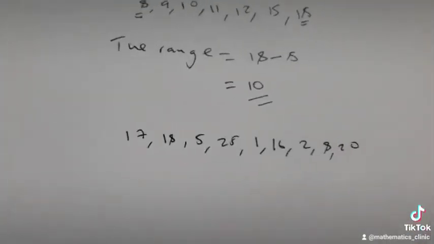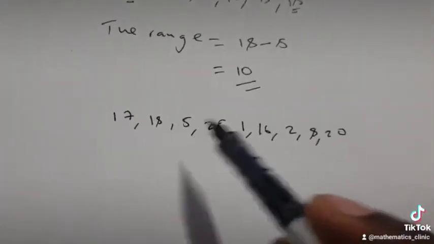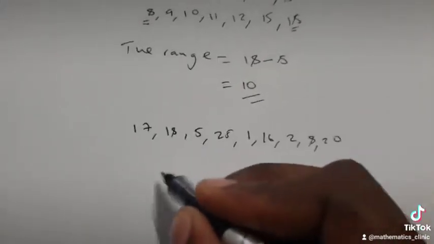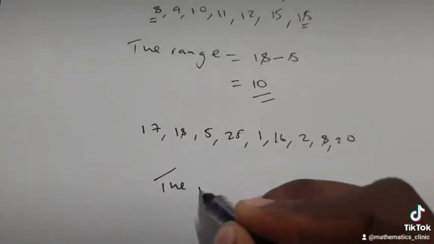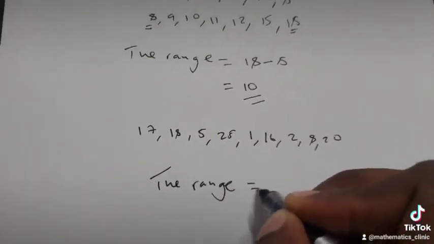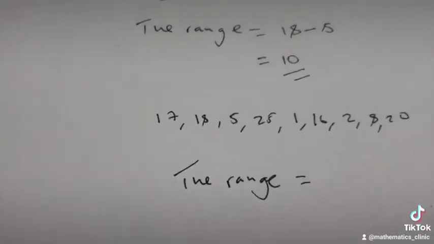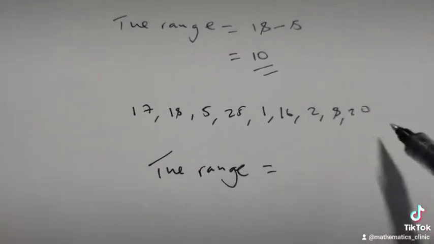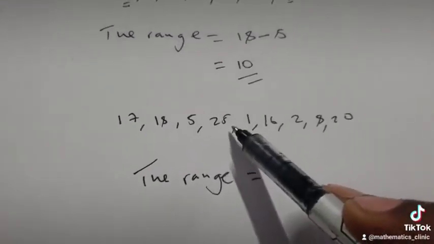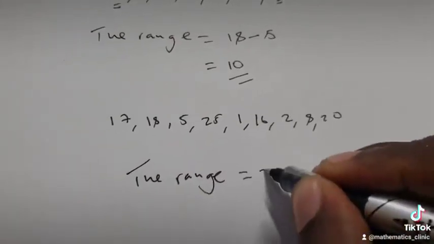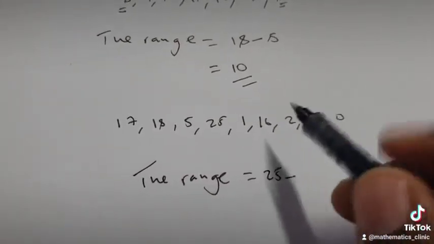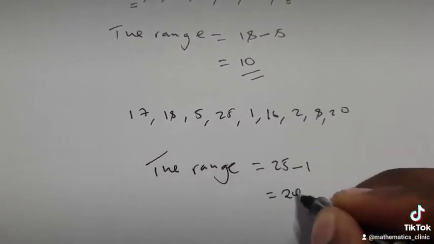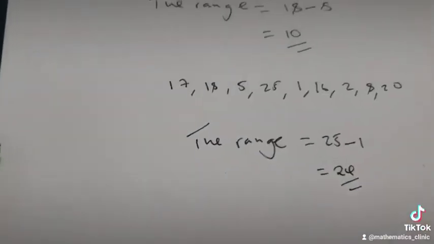What about this one? We have 17, 18, 5, 25, 1, 16, 20, 8, 20. If we're finding the range, we look for the highest value, which is 25. So we say 25 minus the smallest, which is 1. So our range will be 24. Okay, that's more like it.